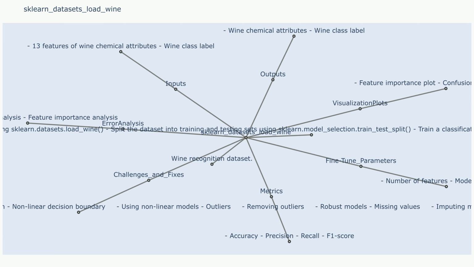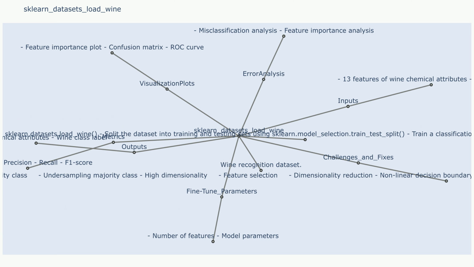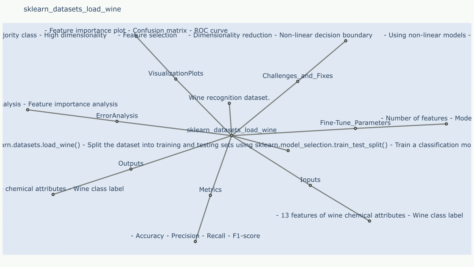Inputs. None. The function takes no inputs. It directly loads the predefined dataset from scikit-learn's resources. Outputs. Dataset: a dictionary-like object containing the following attributes. Data: a NumPy array of shape (178, 13) representing the chemical properties of the wines, with 178 samples and 13 features.